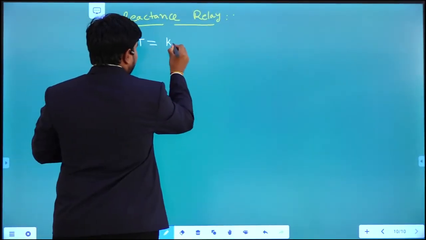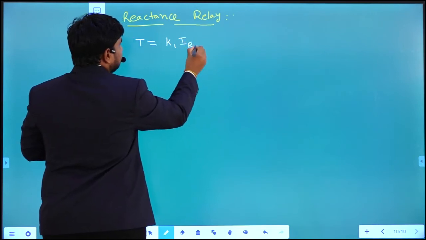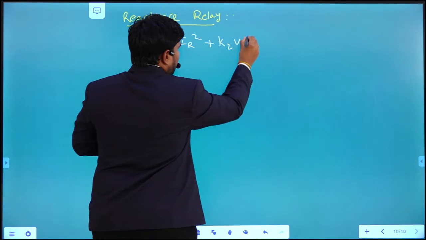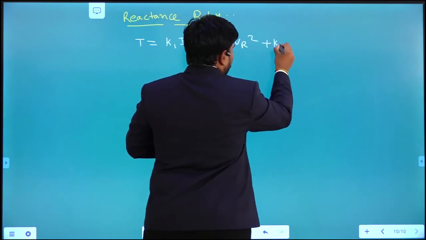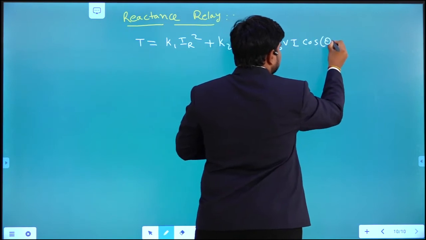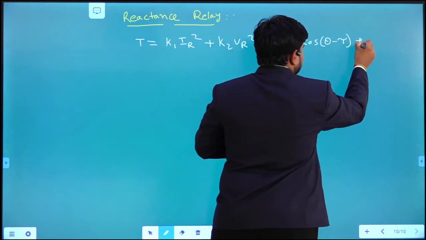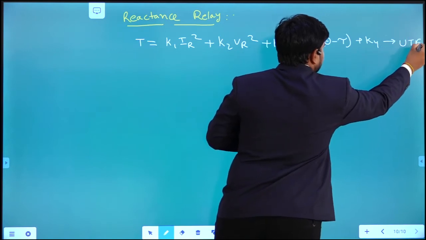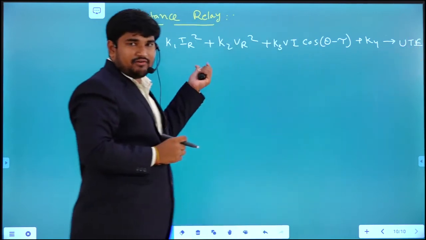If you observe the universal torque expression, that is T is equal to K1 into IR square plus K2 into VR square plus K3 into V into I cos of theta minus tau plus K4, right? So this is the universal torque expression, from previous classes we have written.